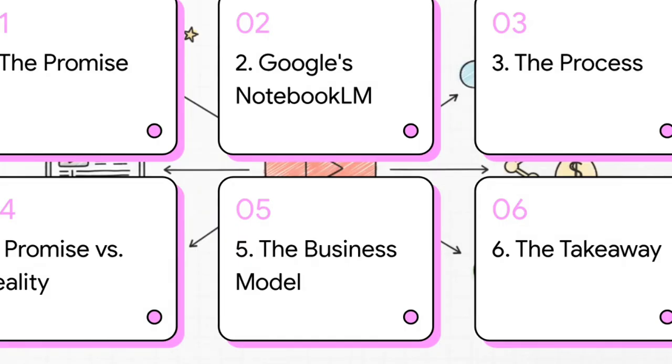Okay, so here's the game plan for this explainer. First, we'll look at that one-click promise. Then, I'll introduce you to the tool they're using, Google's NotebookLM. After that, we'll walk through the whole automation process. Then, we'll get real and compare the promise versus the reality. We'll also look at the business side of things, and finally, we'll wrap it all up with the big takeaway.